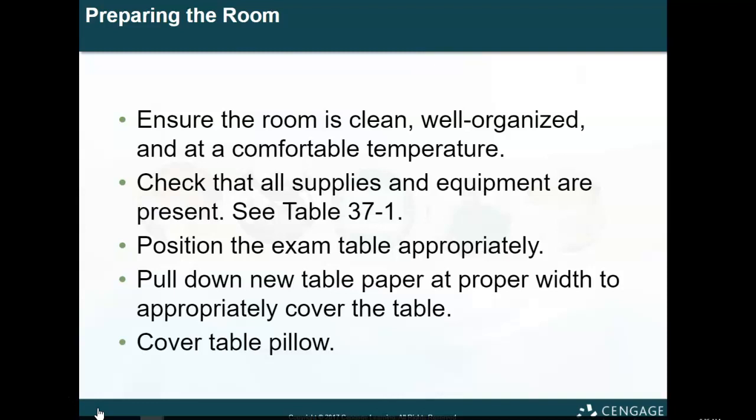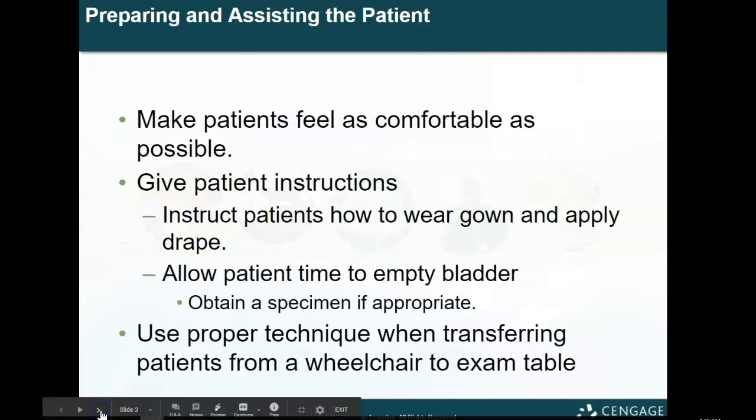In your textbook, table 37-1 lists supplies and equipment that are the responsibility of a medical assistant. Position the exam table appropriately so that the patient can hop on the exam table, maybe with assistance, and be in the position they need to be in. Pull down new table paper at the proper width to cover the table, and cover the table pillow. Why do we cover the table pillow? Lice. Bugs, germs, bacteria, all of the above.